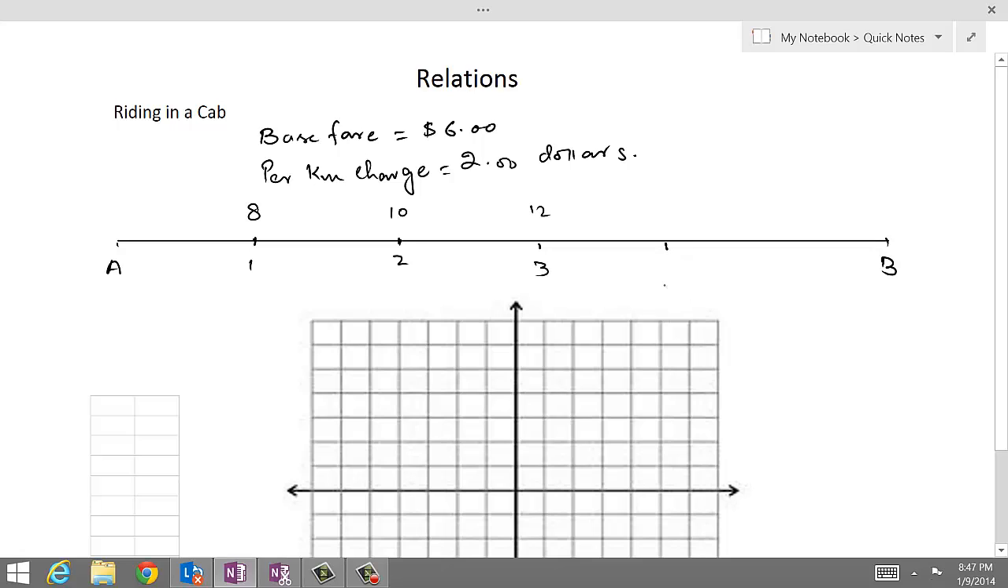At distance of 4 kilometers it will become $14, and at 5 it will become $16, and of course at 6 kilometers it would become $18. And here the distance was 0 and the base fare would be charged only, and that was $6. Now we have this information.